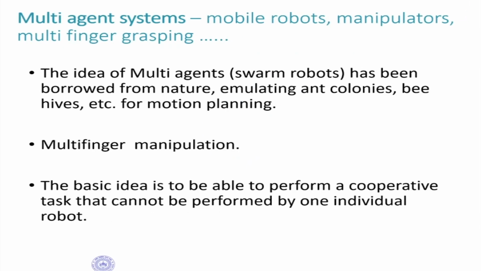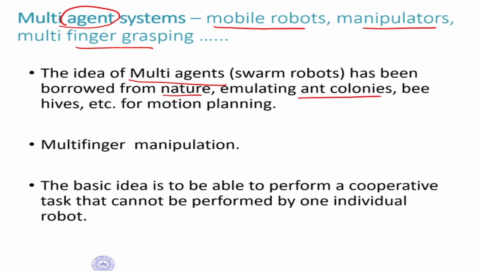So for example, multi-agent systems can be mobile robots, they can be manipulators, they can be multi-finger grasping. So these are all classified under multi-agent systems. An agent in this case is a robot. So you can have a multi-fingered hand which is catching an object and rotating it. The idea of multi-agents, also sometimes called swarm robots, has been borrowed from nature, emulating ant colonies and beehives for motion planning.